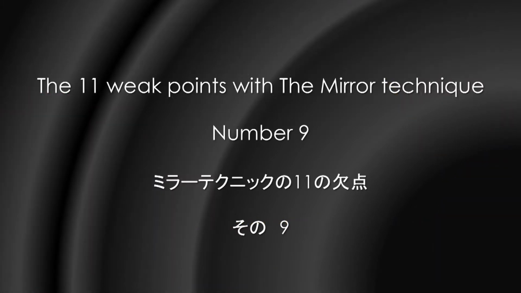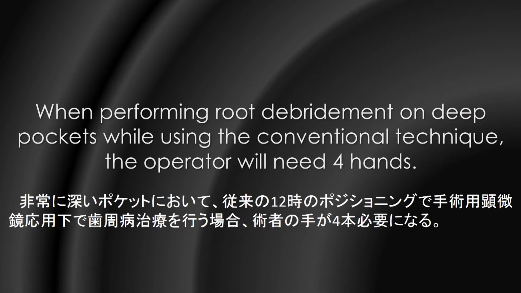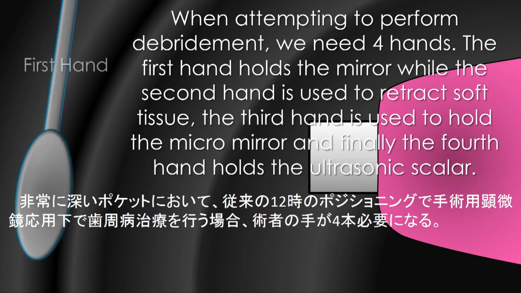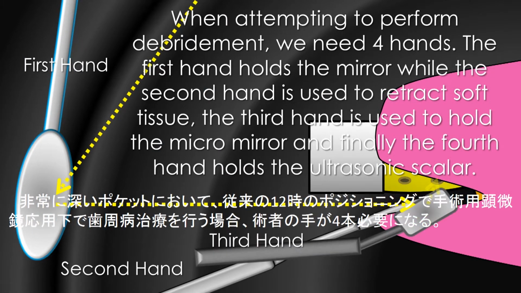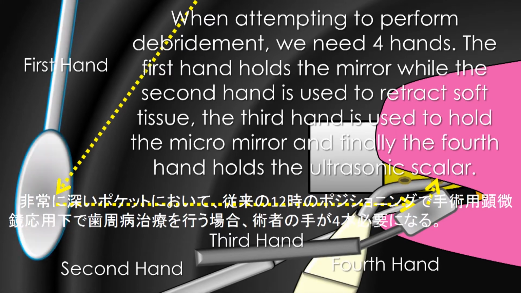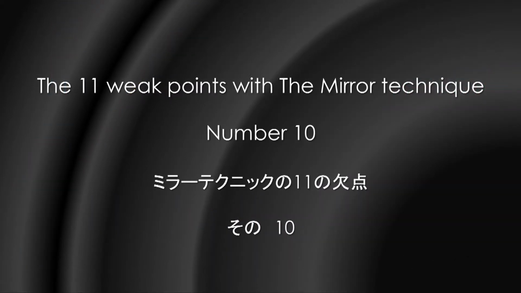The 11 weak points with the mirror technique, number 9. When performing root debridement on deep pockets while using the conventional technique, the operator will need 4 hands. First, the mirror. Second, retract soft tissue. Third, the micromirror. Fourth, the ultrasonic scaler. The 11 weak points with the mirror technique, number 10.